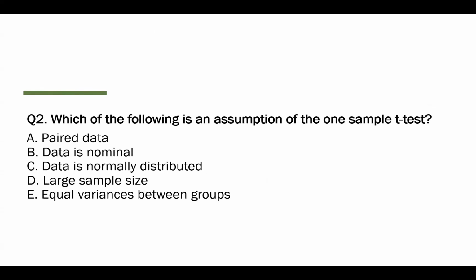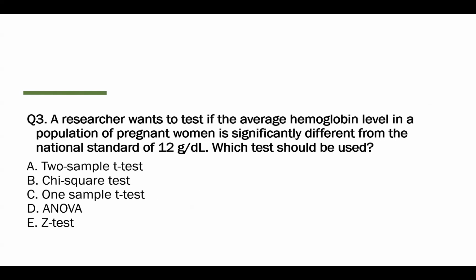Question number 2. Which of the following is an assumption of one sample t-test? A, the data is paired. B, data is nominal. C, data is normally distributed. D, large sample size. Or E, equal variances between groups. Charlie? C. Yes, normal. It assumes that the data is normally distributed.